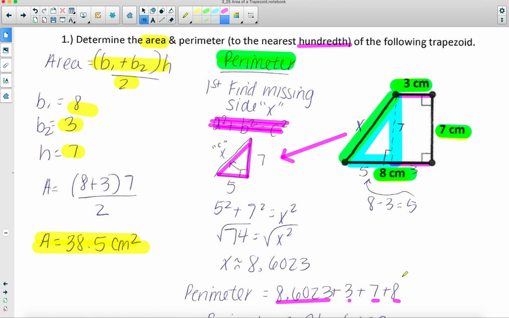Okay, so hopefully you're starting to see a pattern here of what's happening, right? Even though we have a trapezoid, we are referring back to triangles and rectangles. We're using Pythagorean theorem. Lots of previous knowledge is being tied in here. Let's take a look at the second one that we have.